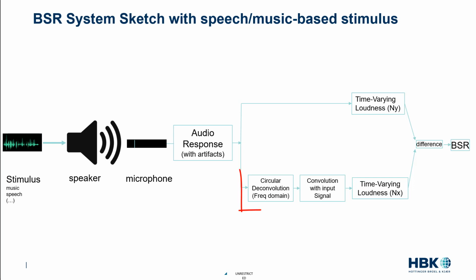The bottom branch uses circular deconvolution and convolution with the input signal to extract the stimulus, or the source, from the audio response. Then, once the source is extracted, we can feed it into the time-varying loudness that will be represented by the NX curve. If the device or speaker doesn't have any artifacts, the difference between NY and NX should be close to 0. If NY deviates from NX, it means we have a device with artifacts.